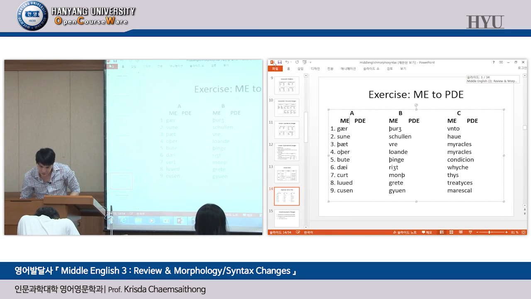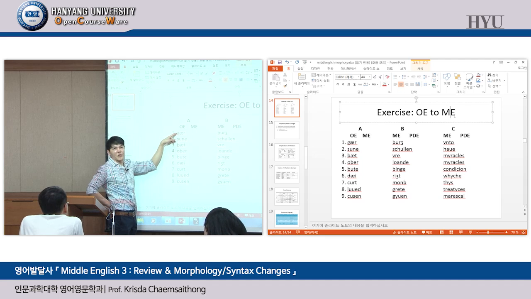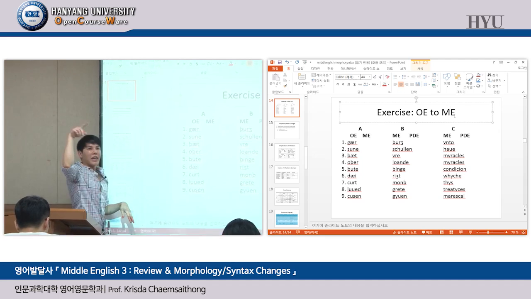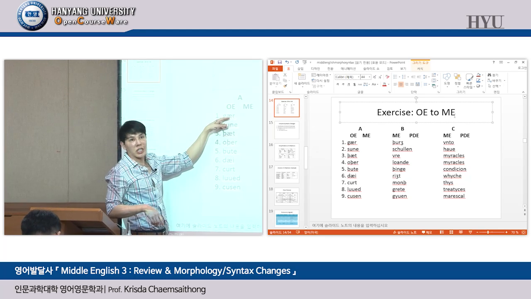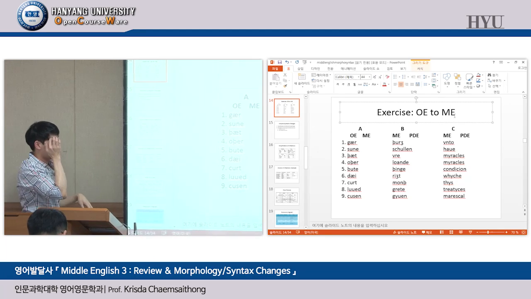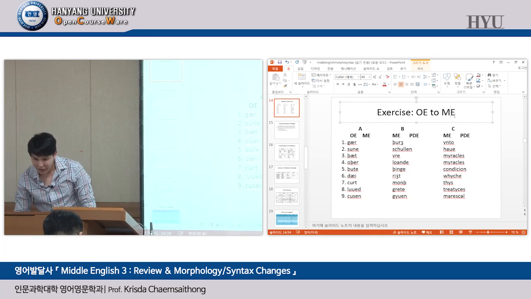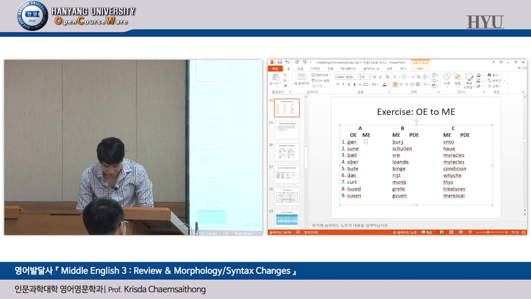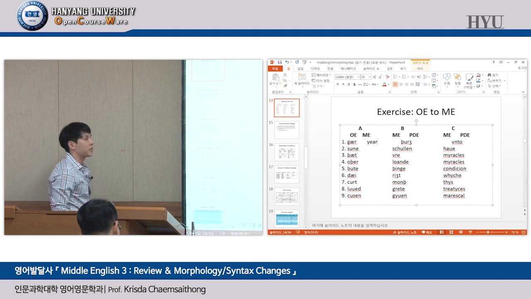So I'll say first. So in Old English, we pronounce it as a Y sound, right? Remember, it's the palatalization. So in Middle English, it should be Y, right? So it should be like this.